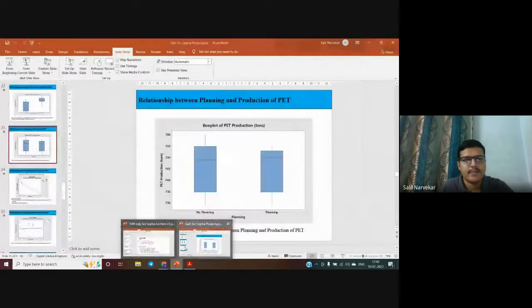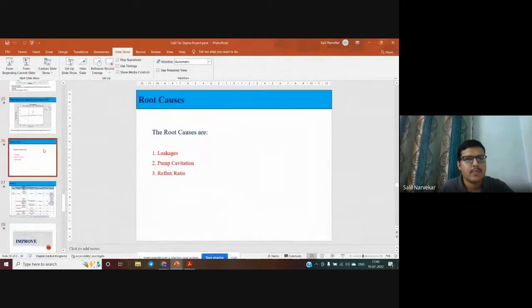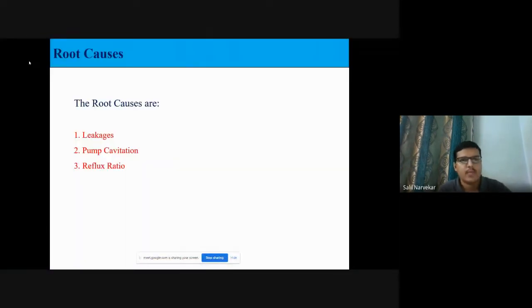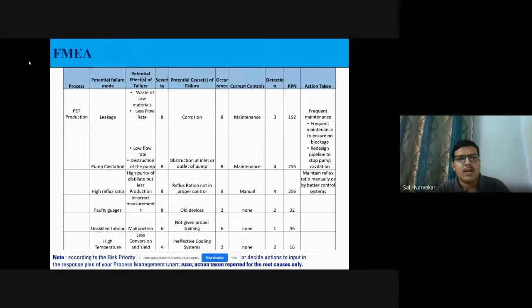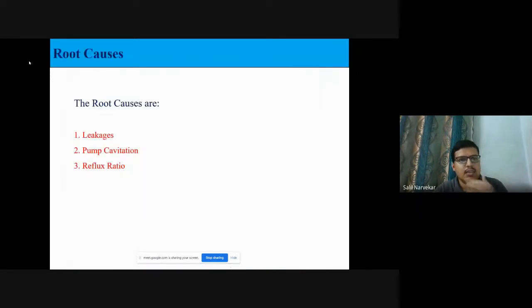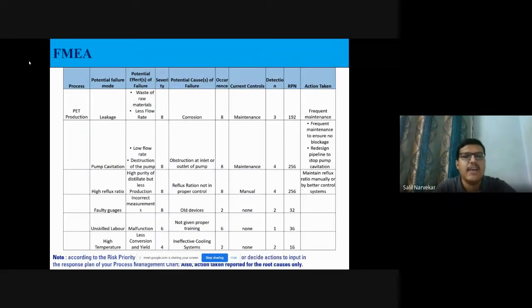Going ahead. Now, in this analyze phase itself, FMEA is something which comes up. FMEA is failure modes and effects analysis. So now, are you familiar with FMEA?